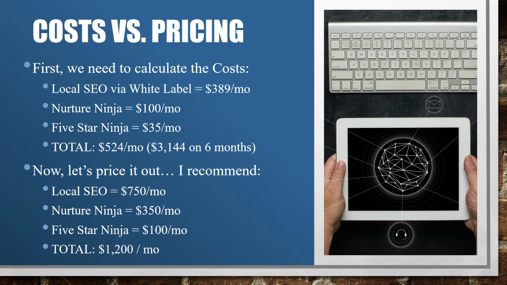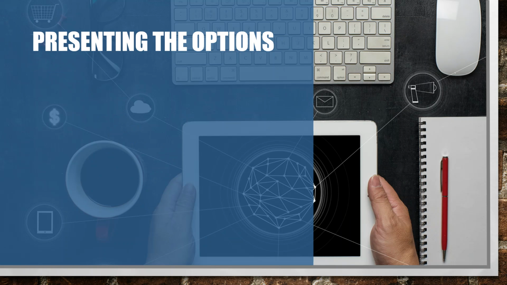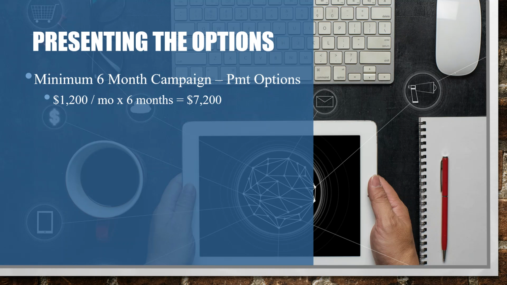So let's present these options. So first option, as we said, it would be a minimum 6-month campaign. So our first option would just be monthly. It would just be $1,200 a month at $7,200 if they just paid month to month, right? And this is under contract, so they don't get the option to do 2 months and then back out of it. This is a contract. It's just a payment of paying monthly.